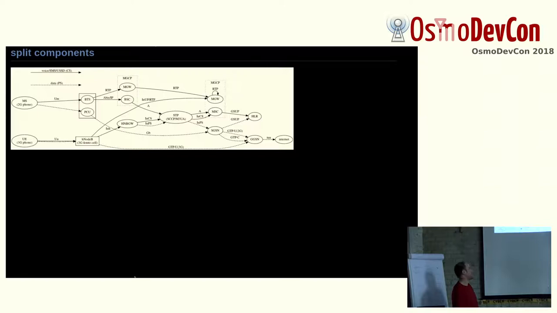Like, again, we have asynchronous subscriber database access, proper Milenage support. We can have 3G in there, interoperability with third-party MSCs, and we can test each part on its own.